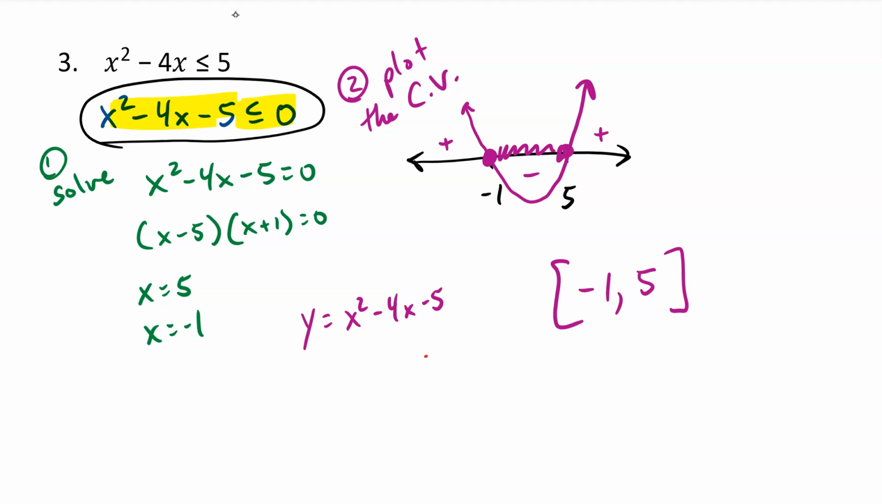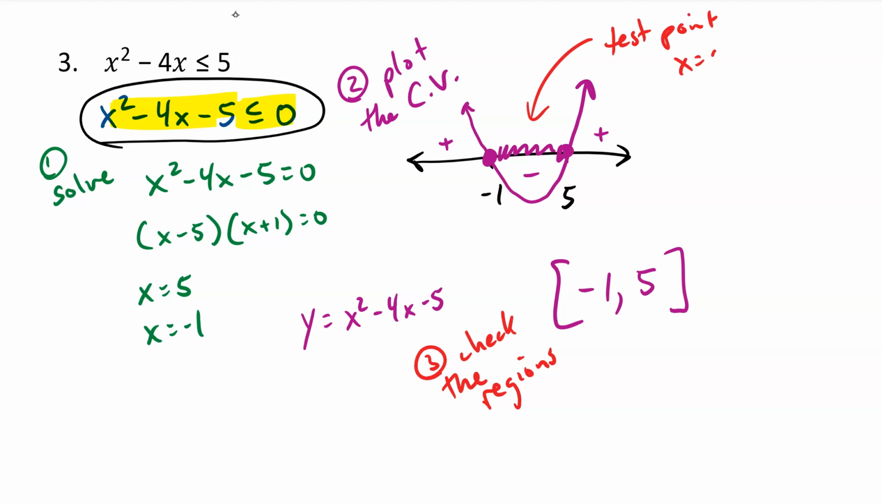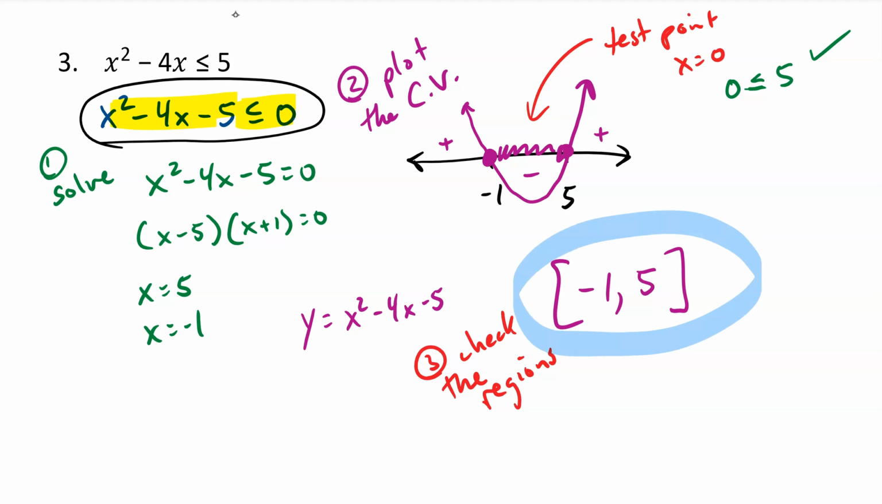So that third step, checking the regions, I did that purely graphically this time. If you're unsure, if you want to double check, we could use a test point. x equals 0 is often a good choice. If I plug that into the original inequality, I get 0 is less than or equal to 5, which, of course, makes sense. So I feel pretty good about this as my final answer to the inequality.